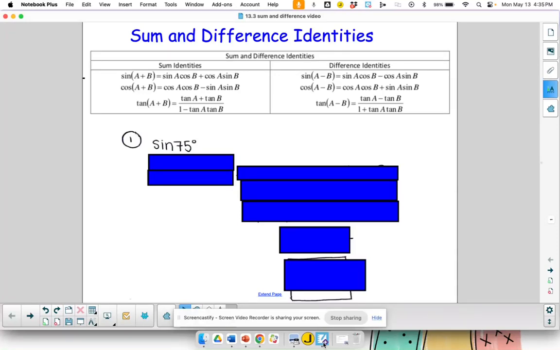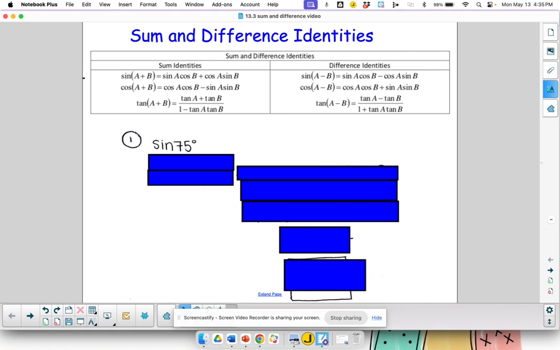This is 4 examples of the sum and difference identities. So these identities, there are 6 formulas. There are 3 for the sum, 3 for the difference, and just be careful that as you're using them, you copy them very carefully. I find that the most common mistakes are people copying the formula wrong.